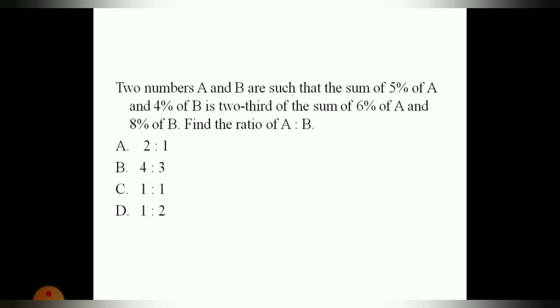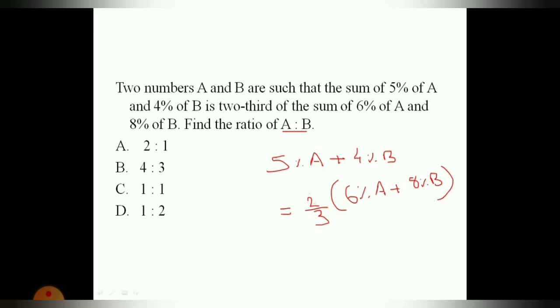And two numbers A and B are such that the sum of 5% of A and 4% of B is 2/3 of the sum of 6% of A and 8% of B. Find the ratio of A to B. Okay, so the sum of 5% of A and 4% of B is equal to 2 by 3 of the sum of 6% of A plus 8% of B.